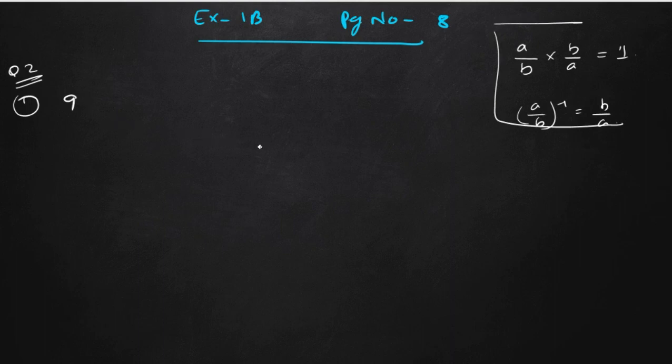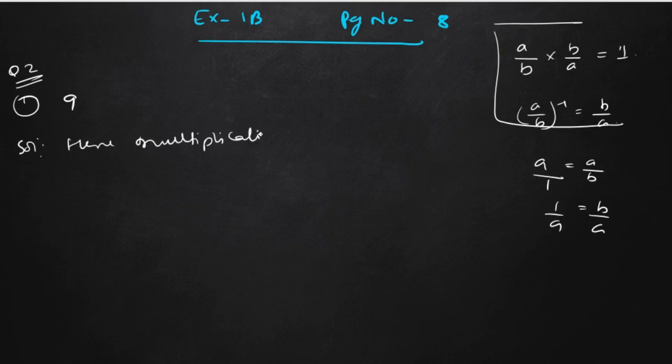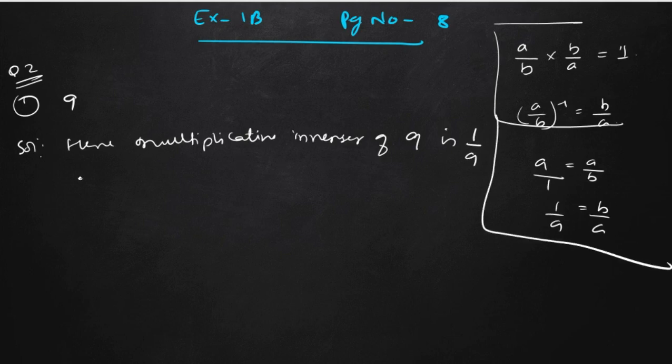So our question is: write the multiplicative inverse of, suppose, 9. If we treat 9 as a by b, then our b will be 1. So its reciprocal is b by a, so it will be 1 by 9. So how will we write the solution here? The multiplicative inverse of 9 is 1 by 9. Why? As 9 into 1 by 9 is equal to 1. So therefore you can write that 9 inverse is equal to 1 by 9.